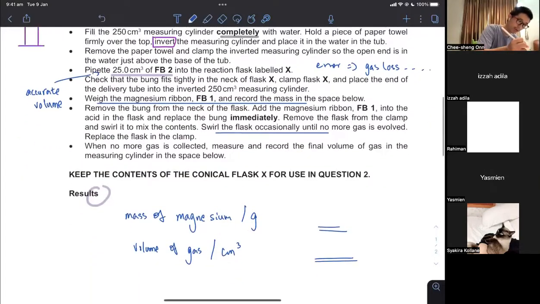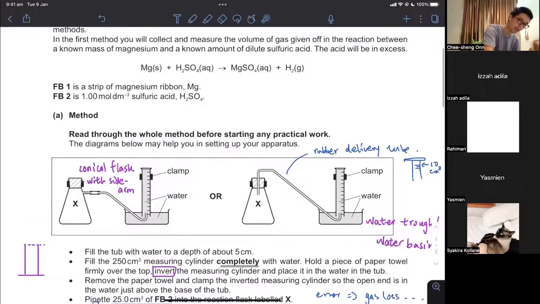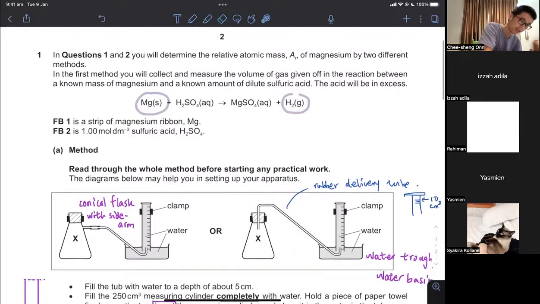So be very careful. This is about magnesium reacting with H2SO4. So you have the volume of H2, and you are reacting all the magnesium, I think. Am I reacting all the magnesium? Yeah, because the acid is in excess. If the acid is in excess, that means all the magnesium reacted. There are 2 ways you can tell this reaction is complete: when there are no more bubbles, and also when there is no more magnesium, because all the magnesium would have reacted.